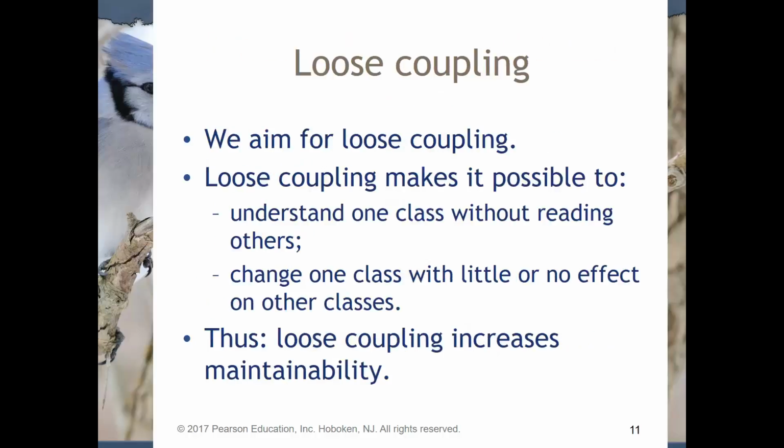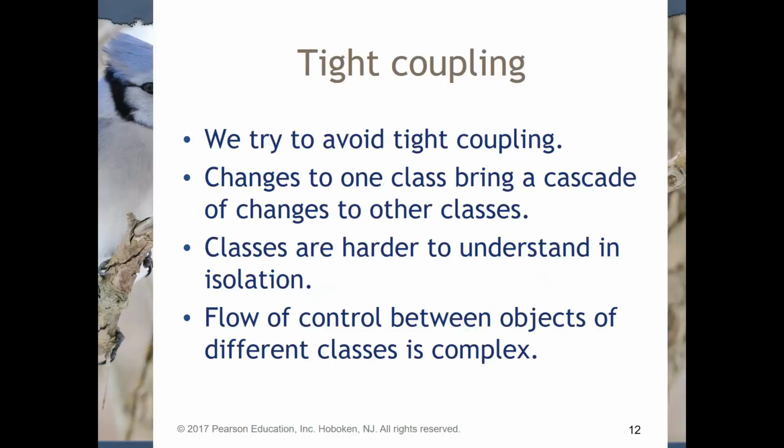Loose coupling. Loose coupling makes it possible to understand one class without reading the others. If you've done it well, based on the method name or the variable name or the class name, you should have a good idea what it is and what its purpose is. Therefore, loose coupling increases maintainability. Remember before we talked about you need to know the interface and not the implementation. If things have achieved loose coupling, then you know more about the interface than you do the implementation, and therefore you don't care as much about everything.